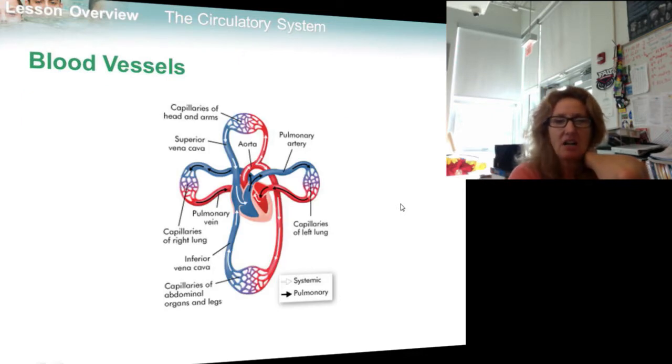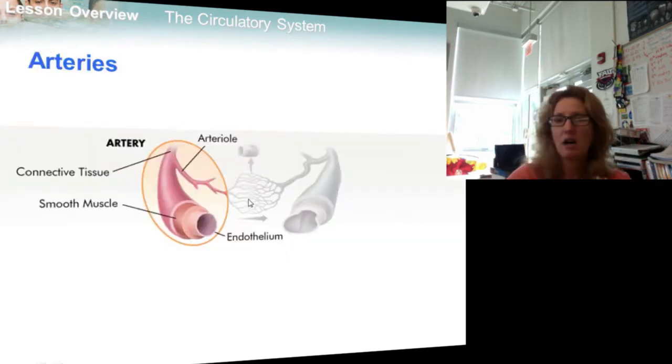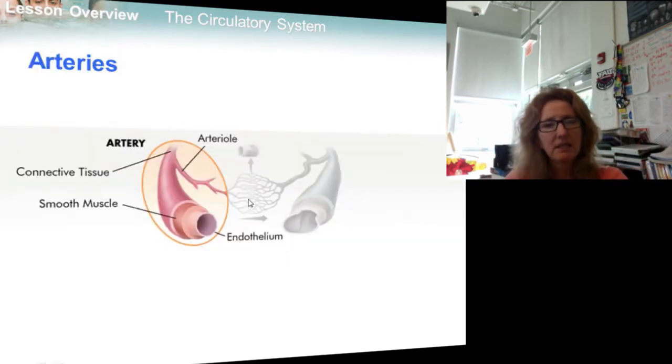All right. Oxygen-rich blood leaving the left ventricle passes into the aorta. The aorta is the first of the series of vessels that carry blood through the systemic circulation and then back to the heart. Blood flows through 3 types of vessels: the arteries, the capillaries, and then the veins. Arteries are large vessels that carry blood from the heart to the tissues of the body. Except for the pulmonary arteries, all arteries carry oxygen-rich blood.